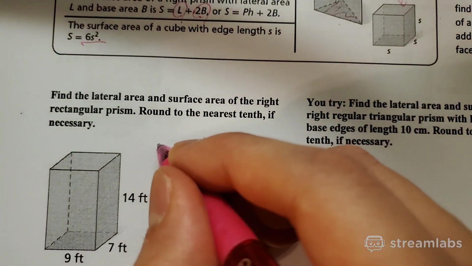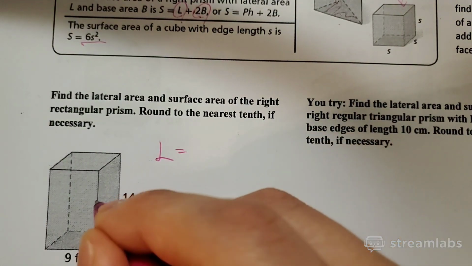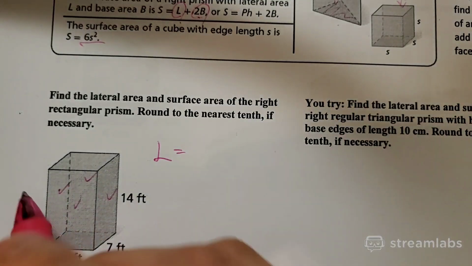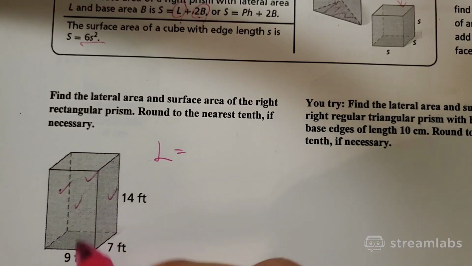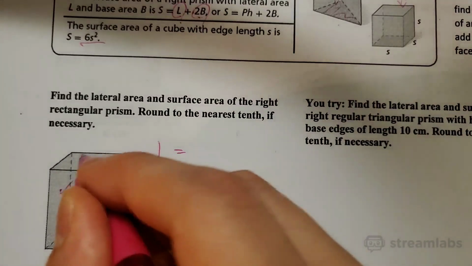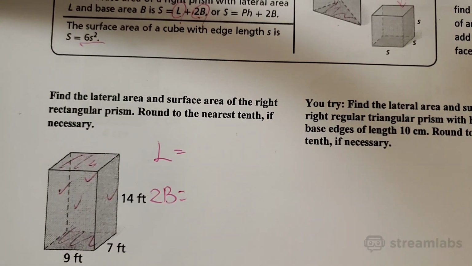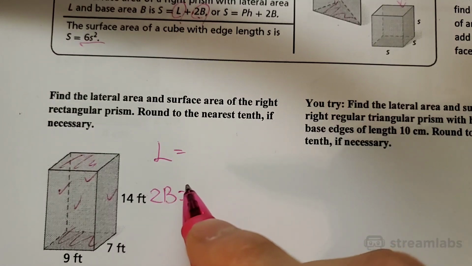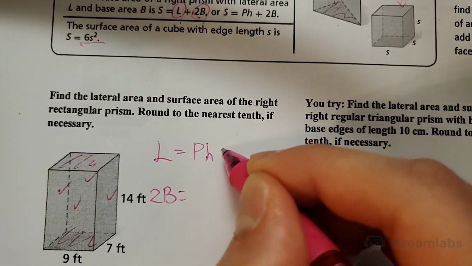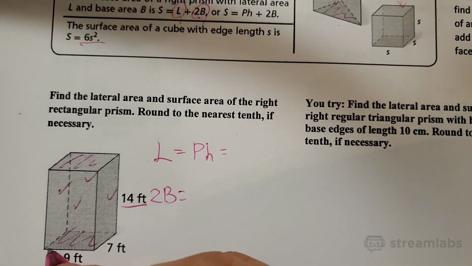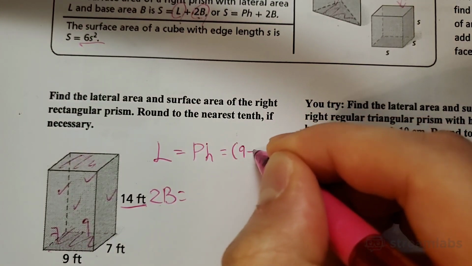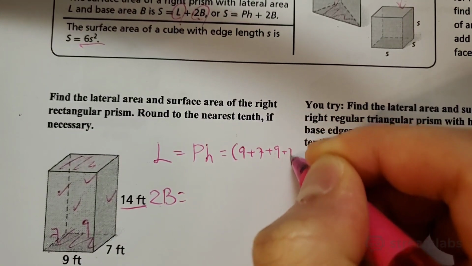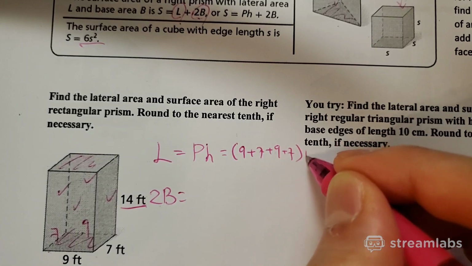First I'm going to find the lateral area, which is the sides: 1, 2, 3, and 4 on the back. And then the 2 bases I'll find after that. Base 1, base 2. So the lateral area in this case will be perimeter times height. The height will be 14. The perimeter will be 9 plus 7 plus 9 plus 7. So it'll be 9 plus 7 plus 9 plus 7 times the height, which is 14.